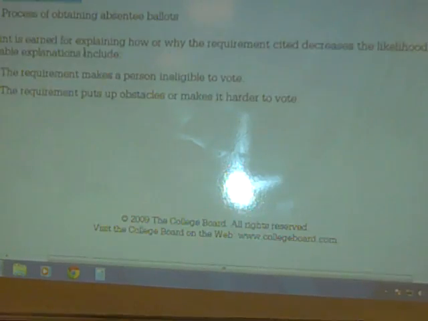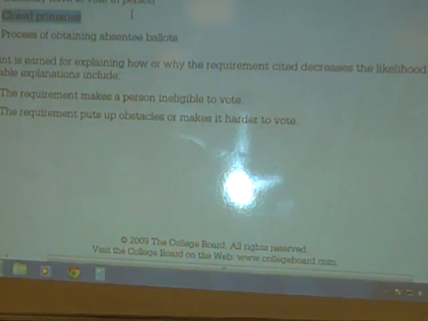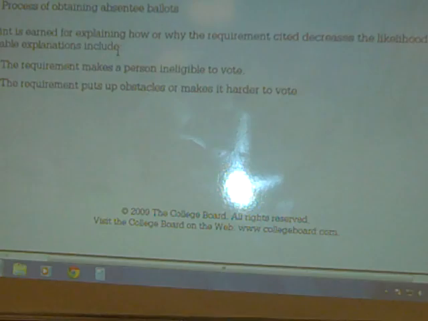I wouldn't put that. Process of obtaining absentee ballots. It's basically hard to vote if you're out of the country or out of your state where you live. 1 point. Okay, and then the final question says, oh yeah, and then you got to explain why it decreases the likelihood of voting.